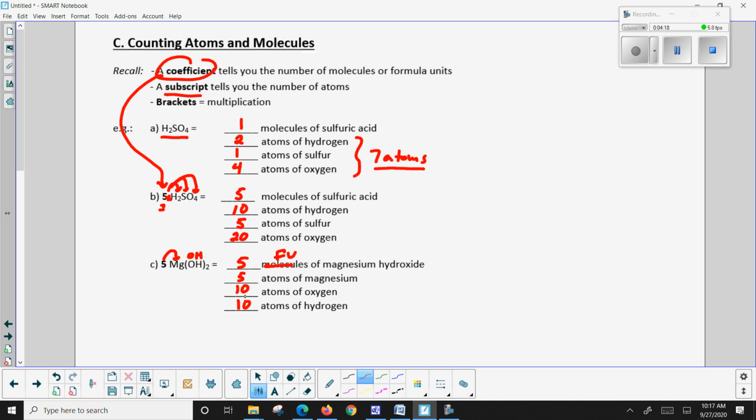So just be careful. You're going to be multiplying here, and then you'll multiply at the end. I think you've seen this before in grade 10. I just wanted to quickly review with you.